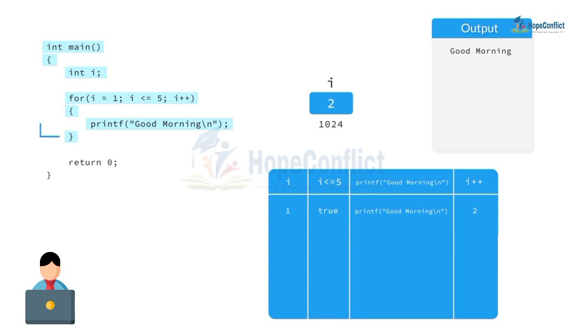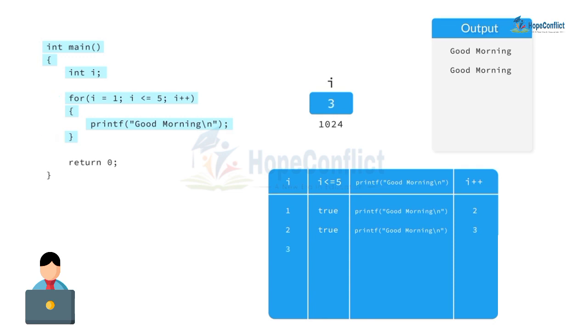Now in the second iteration, we won't be initializing again, but we directly check the condition. And I, which is 2, is less than or equal to 5, so condition is true. And we execute the print statement, so good morning is printed again. And after that, I is incremented and it becomes 3. Now second iteration is also completed.